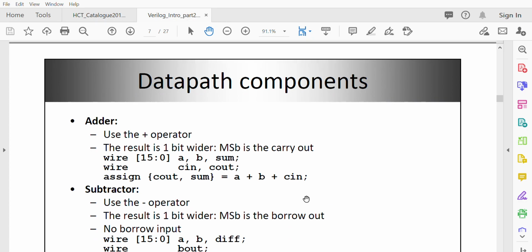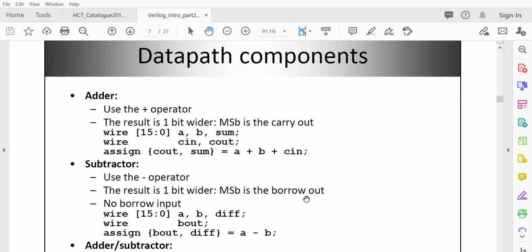Data path components. What is a data path? In any sequential circuit, you have data modifiers that are controlled by a logic or a state machine, and this state machine is doing the control. So there is the data and the control. Data is implemented in the data path, and the data path components are data modifiers.